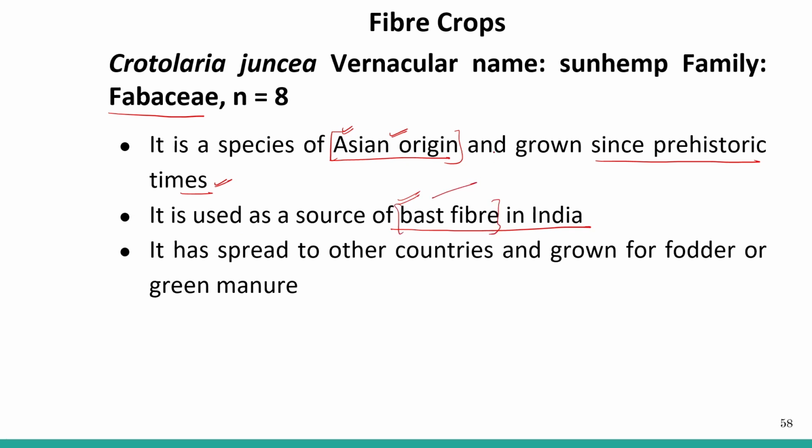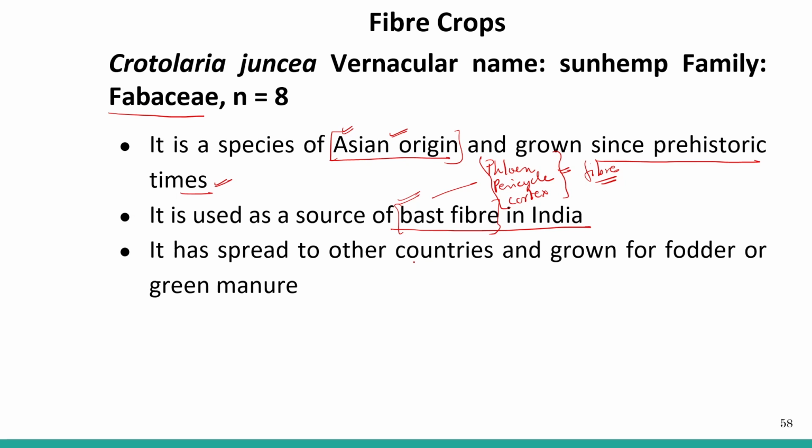Bast fiber means the phloem, pericycle, and cortex region of the plant is used for extracting fiber, right? So Crotalaria juncea produces bast fiber.